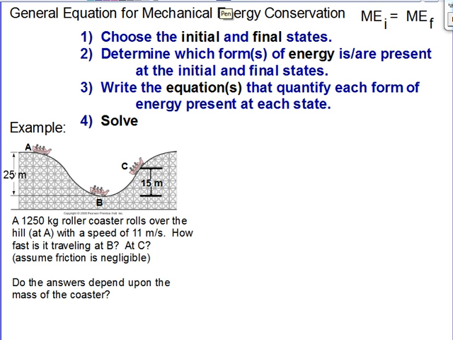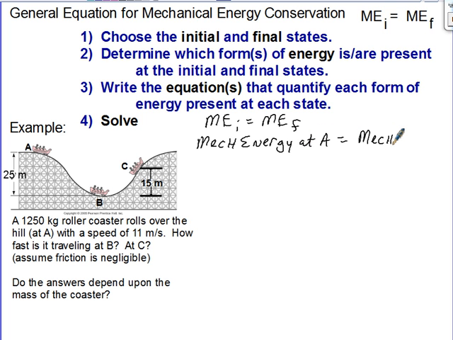I'm going to take the initial position to be at A. So MEI is equal to MEF is the way that I would start this. I'm going to say that the mechanical energy at position A is going to be equal to the mechanical energy at position B. Since mechanical energy is conserved, I'm going to choose those as my initial and final positions.